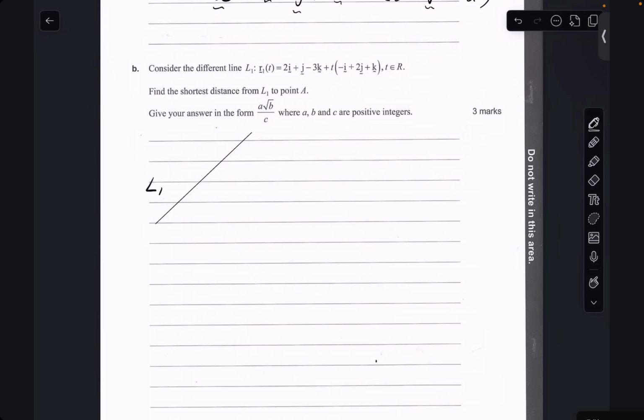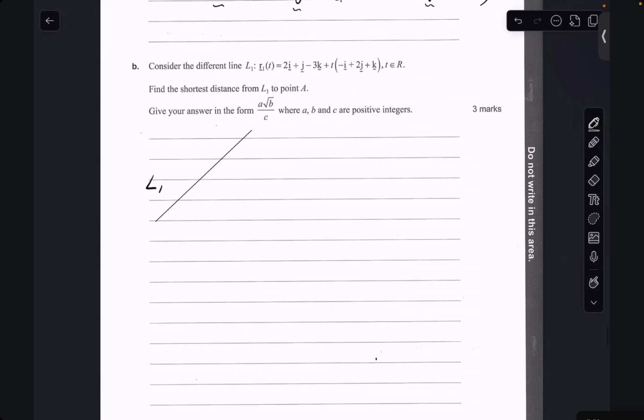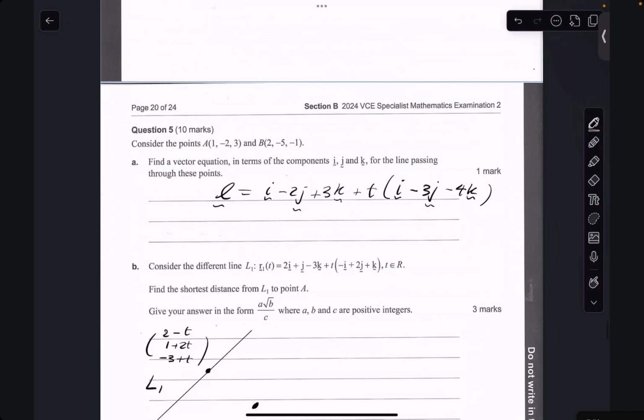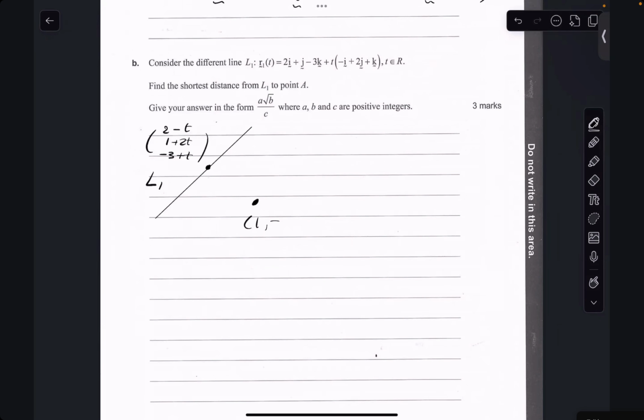And then any point on here is 2 minus t, 1 plus 2t, and then negative 3 plus t. And then this point A is 1, negative 2, 3. So the shortest distance is going to be when that's perpendicular.